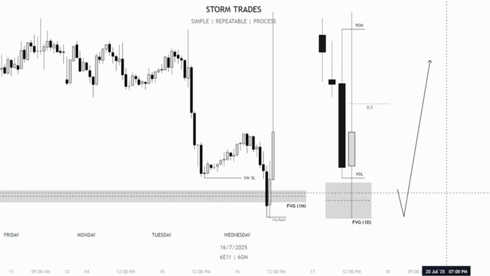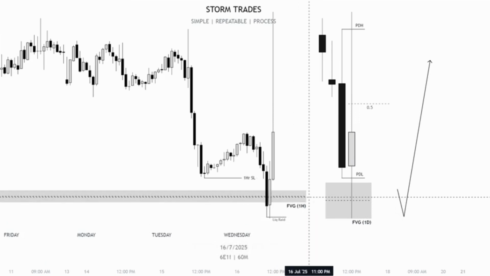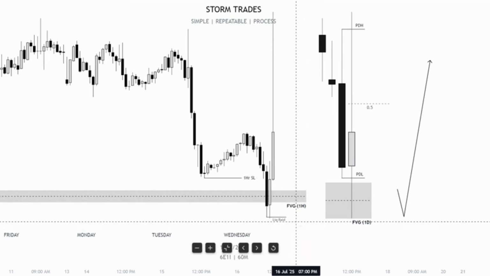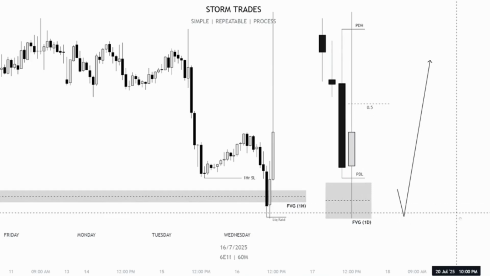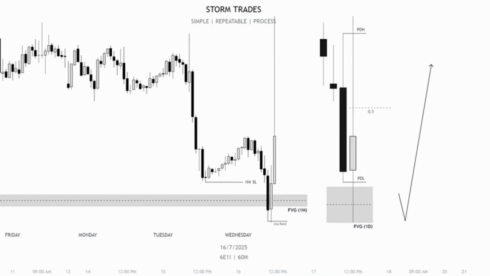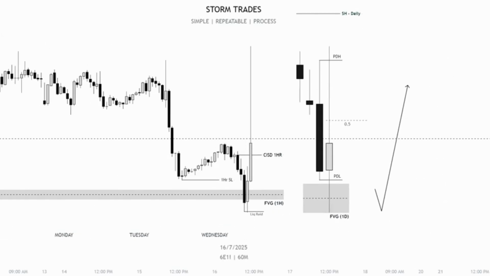All of this is telling us a story, right? Sweep of this hourly swing low into an old unmitigated hourly bullish fair value gap, a C2 sweep, all of this happening inside of a bullish daily fair value gap. And finally, we have a change in the state of delivery right here, right? So I am looking for higher prices here.